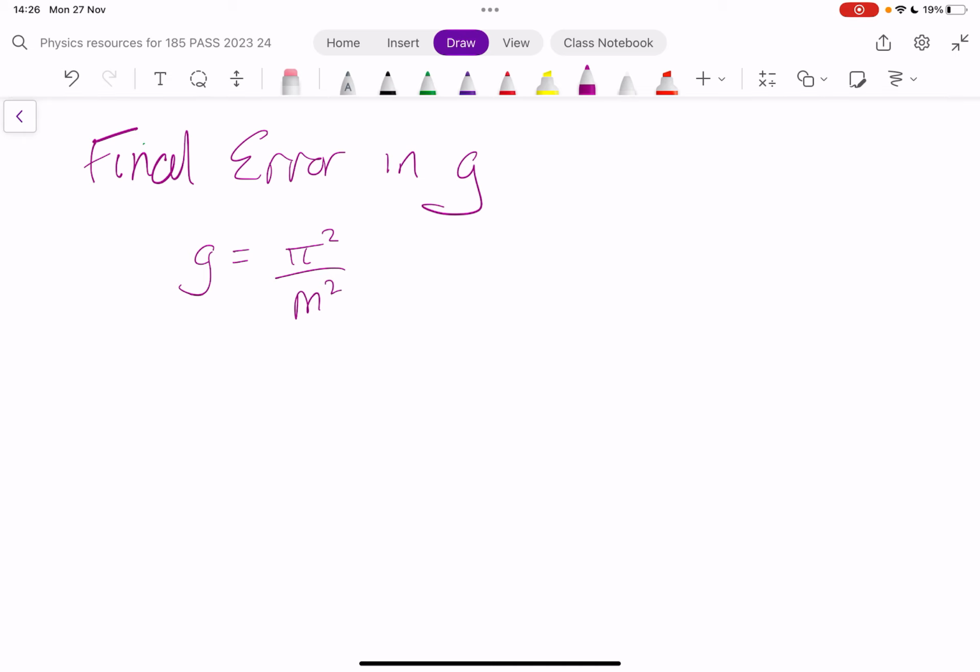So G depends on m. So if we want to apply the uncertainty equation, delta G over G equals delta M over M. But of course it's squared, so it is involved twice. So what we'd normally do is say, well, that would be delta M over M again. But of course that's just 2 times delta M over M, which gives us a relatively easy equation.